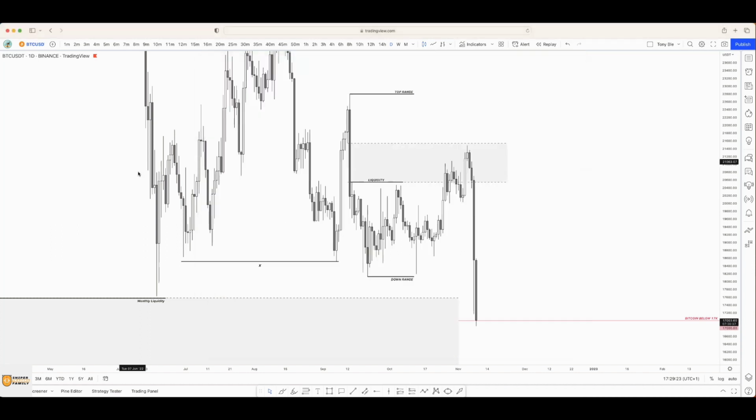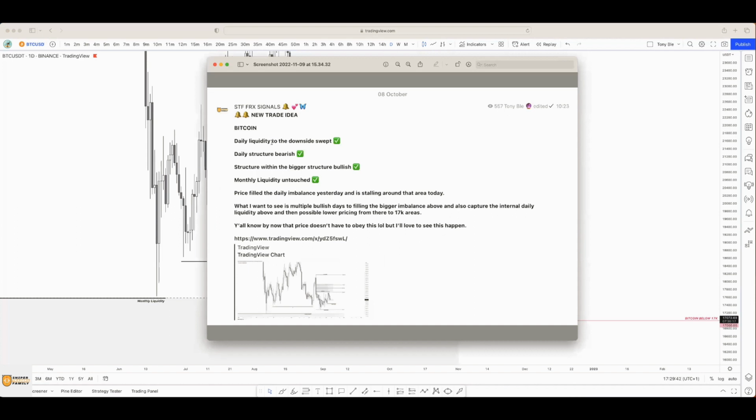So I was referring to this liquidity. So you can see these equal lows. We have money that was chilling from June 30th to September 7th. So we had price sweep the liquidity. So that has been established, right? So daily liquidity to the downside swept.